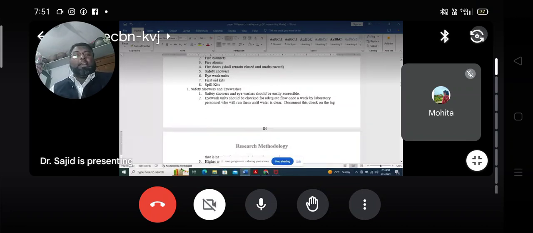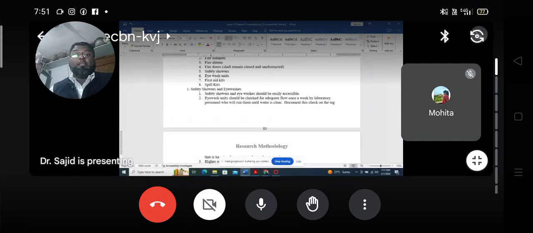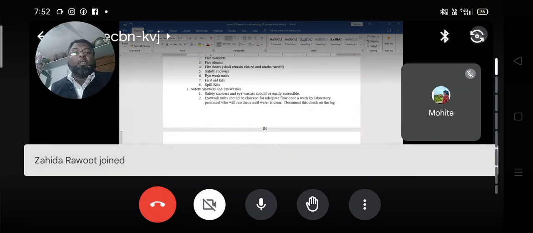All are aware of this. In the college or in the laboratory, you can see there are fire extinguishers, but you people have to take the training on how to use the fire extinguisher. If the emergency or incident is at a small scale, you can control it with the help of the fire extinguisher.